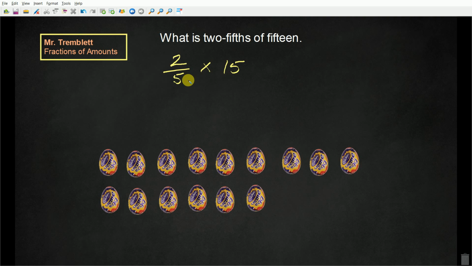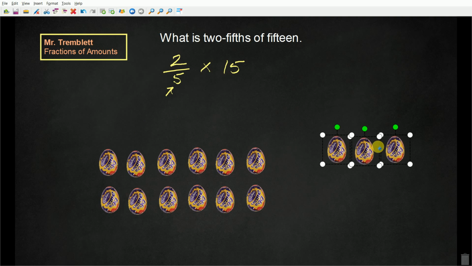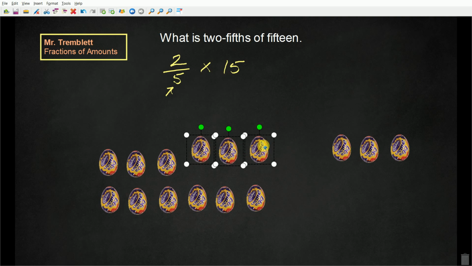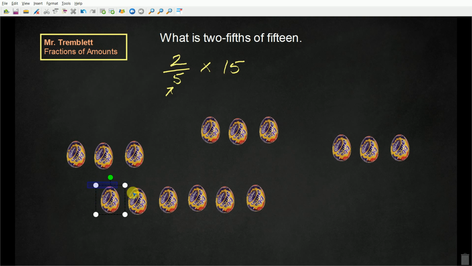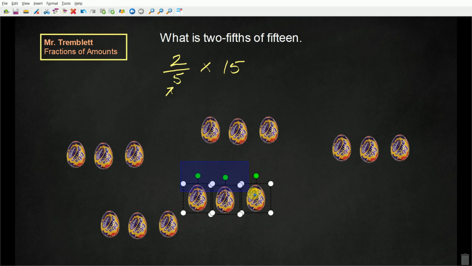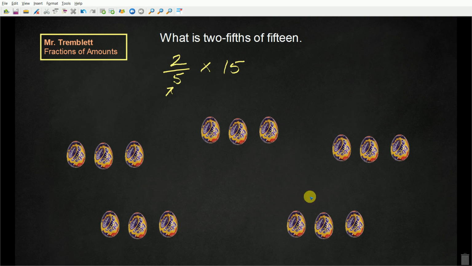So our first task is to split our 15 full objects. If I'm going to talk to somebody about 15, I have 15 separate things. The denominator tells me I need to make 5 equal groups. So that's what we're going to do right now. We're going to split them into 5 equal groups. You could do them one at a time, but I know that if I have 15 objects and I split them into 5 groups, there's going to be 3 full things in each group. So there's our 5 full groups.